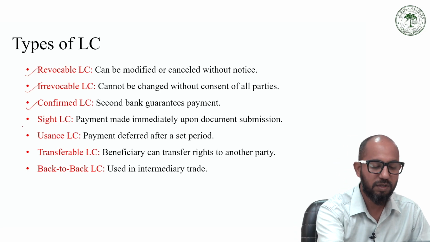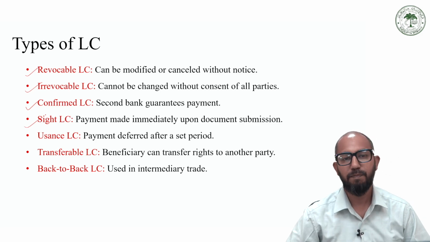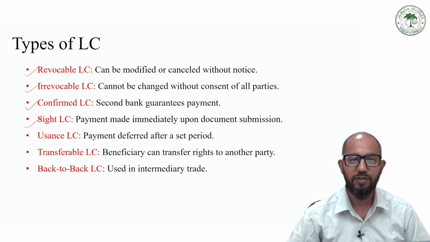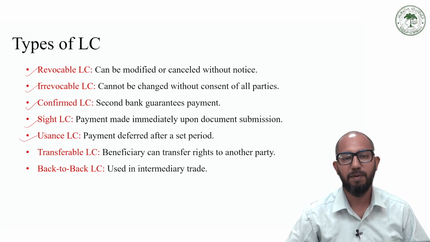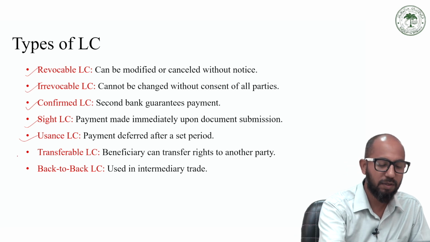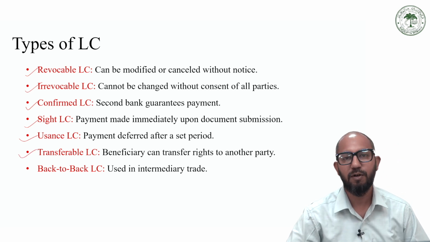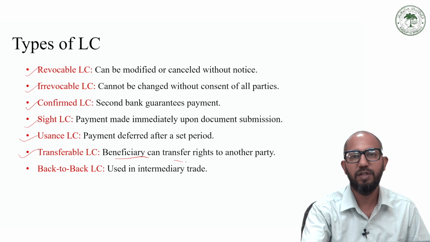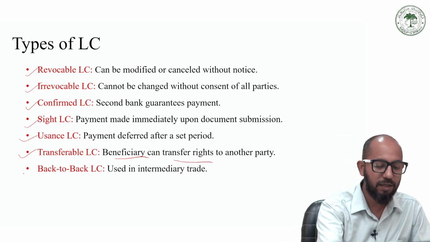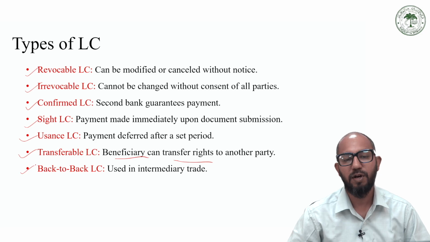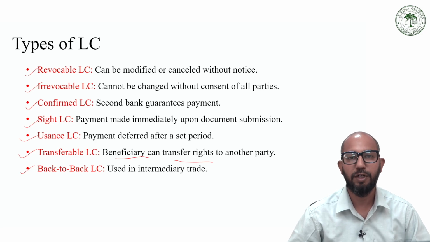The fourth is sight letter of credit wherein payment is made immediately upon document submission. The next is usance letter of credit where payment is deferred after a set period. The next is transferable letter of credit where beneficiary can transfer rights to another party. And finally, back-to-back letter of credit which is used in intermediary trade.